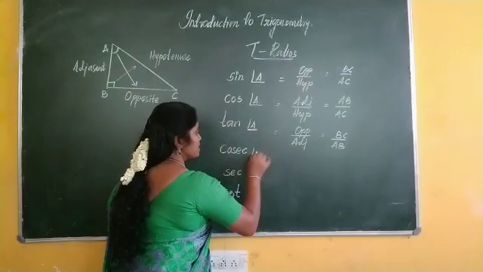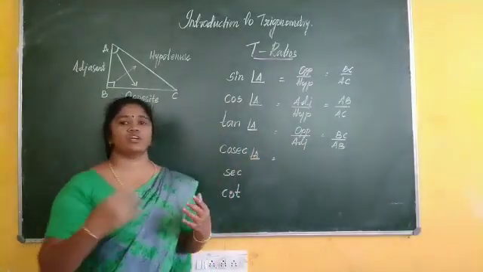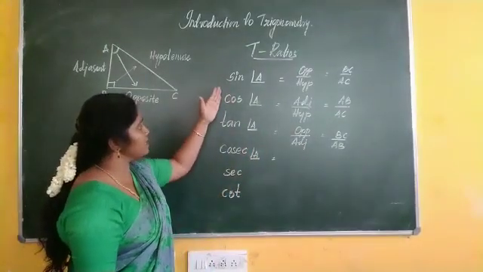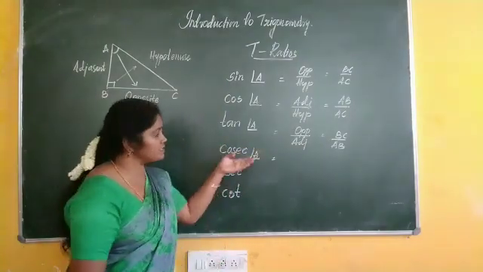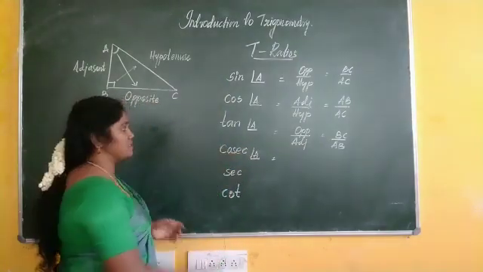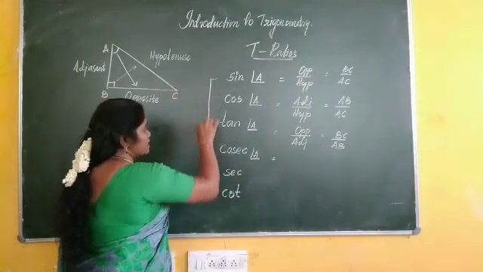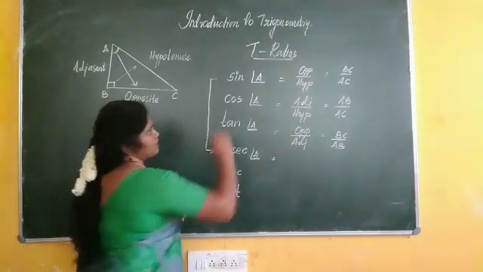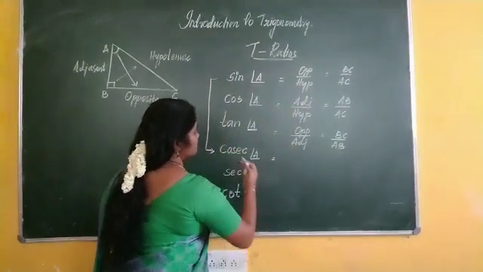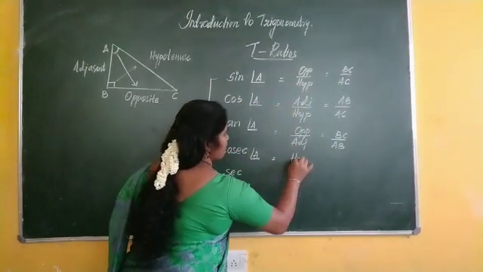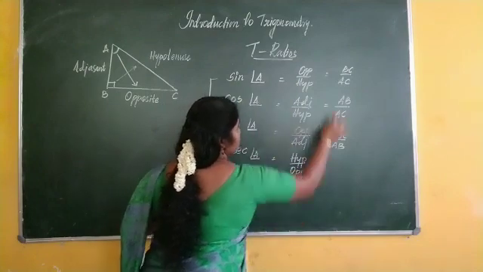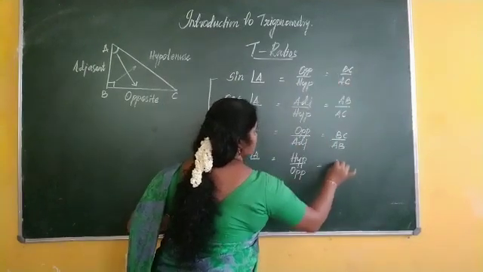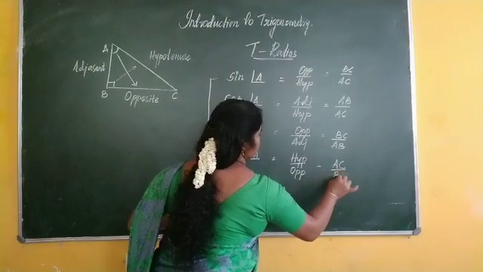Whereas you want to see about cosec. Children, if you keep the first three ratios in mind, that's enough, the rest three will automatically work out. That's nothing but the sine's reciprocal is cosec. Sine is opposite by hypotenuse, whereas cosec is nothing but hypotenuse by opposite. So when you have BC by AC, it works here as AC by BC.